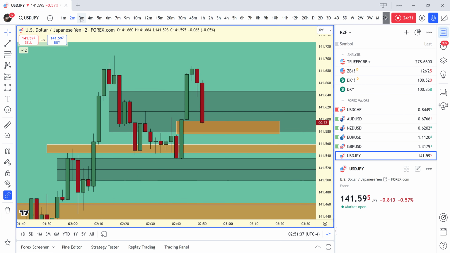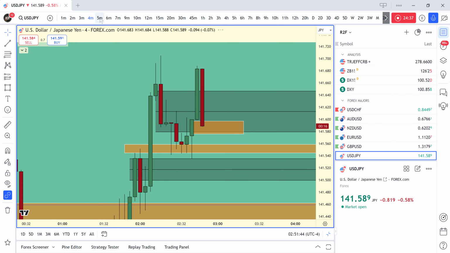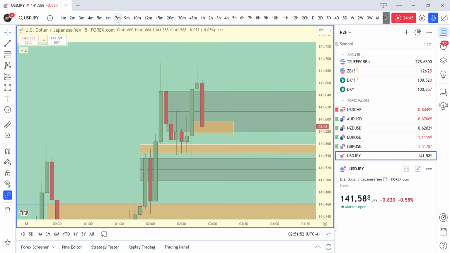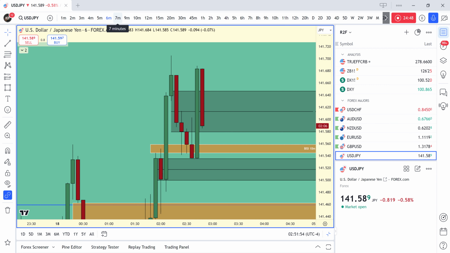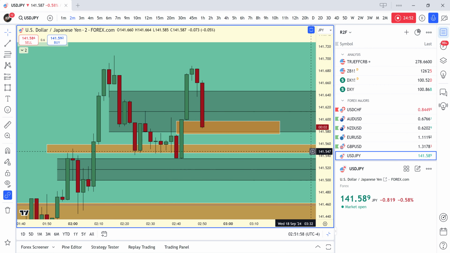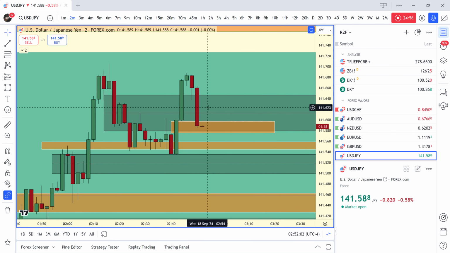On this 2 minute, we have that time. 3. No gap on the 4. The 5 has that gap there. 6. Okay, let's go back to the 2 minute. Keep an eye here. Okay, 2 minute. The time is 2:52 New York time.